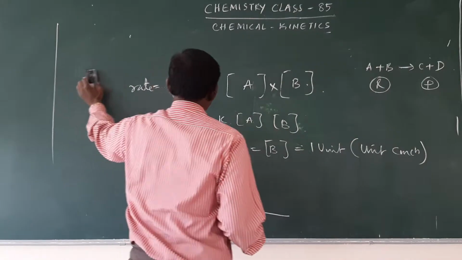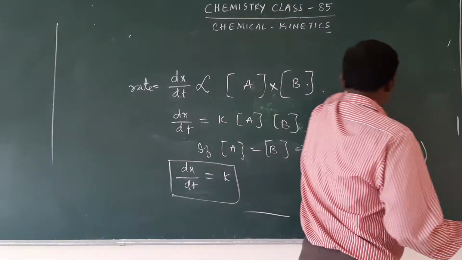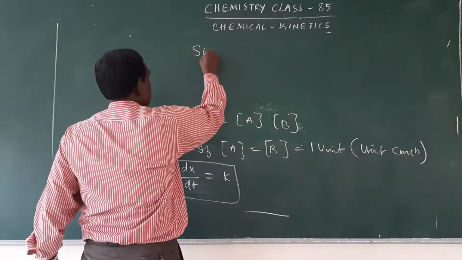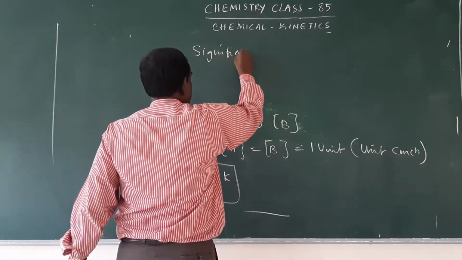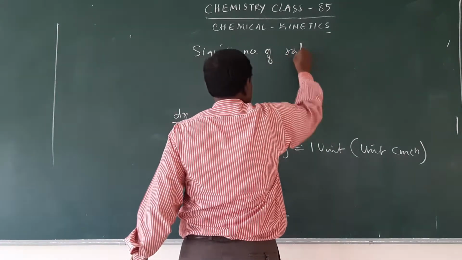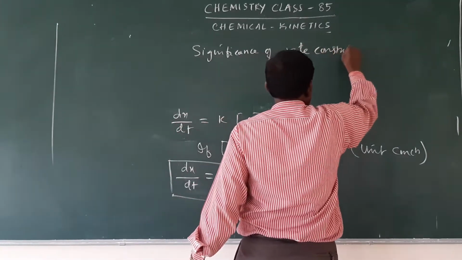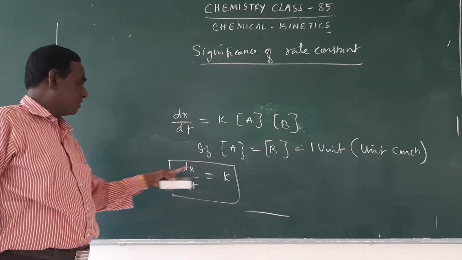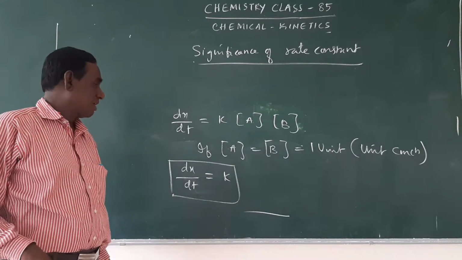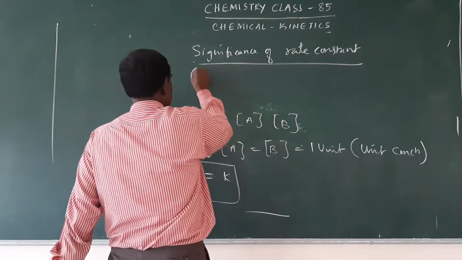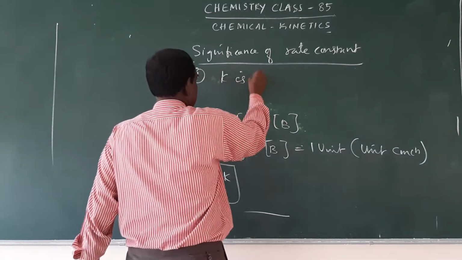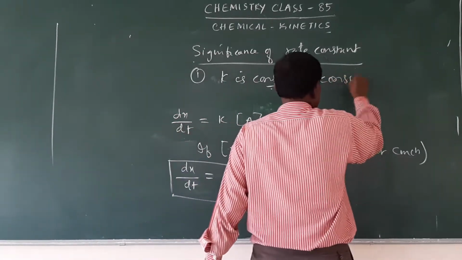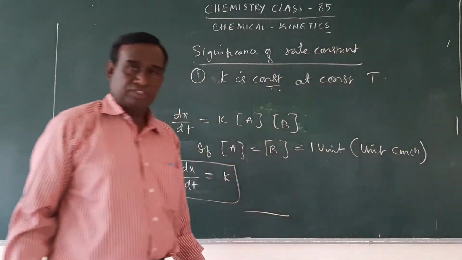That is the definition of this. After obtaining this rate constant, we see what is meant by this. What is the significance of K? Let me take the significance of the rate constant, which is nothing but K. Generally, the rate constant of a chemical reaction is constant at a constant temperature. First one: K is constant at a constant temperature.